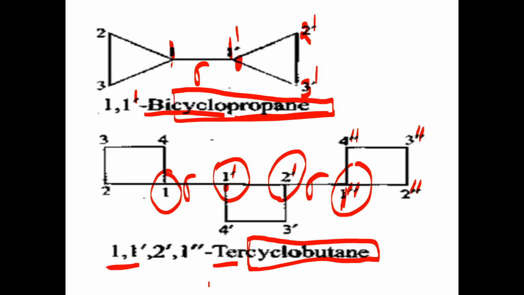So this way we have to understand the concept of nomenclature of compounds in which similar hydrocarbon rings are joined by sigma bonds. Is that clear, ma'am? Take the screenshot of this.